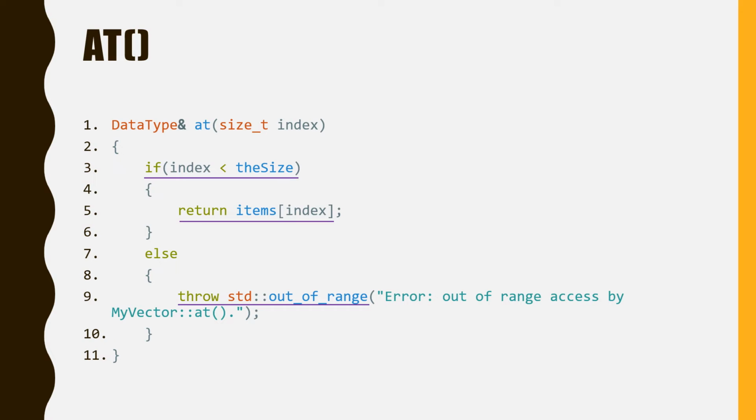Now, let's move on to the fundamental operations. Let's begin with the data access operation at. The function has one parameter index, which is the index of the data element we are accessing.